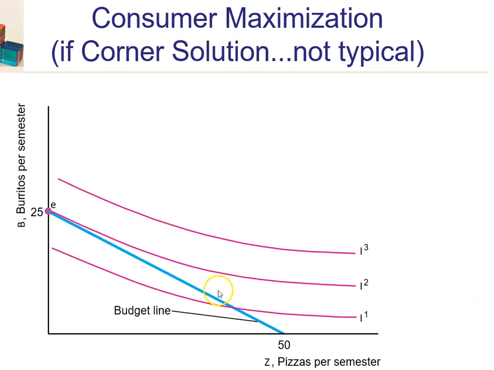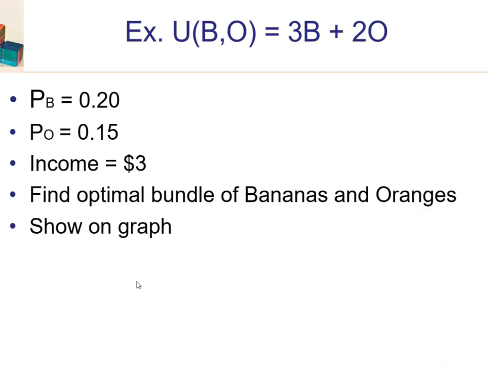Where the pink and blue are just touching is at this far left corner, where you spend all your money on burritos and purchase no slices of pizza. So this would be a potential corner solution, or the optimal bundle. The best bundle lies in the corner, not a tangency. So let's go through an example of this.